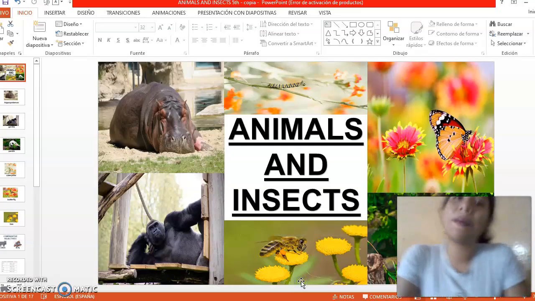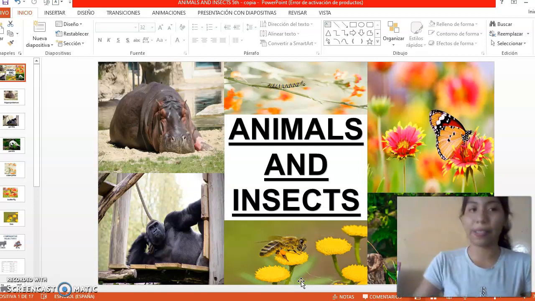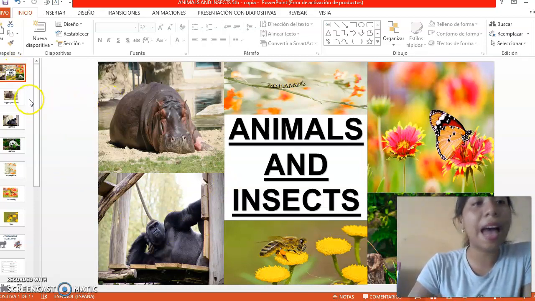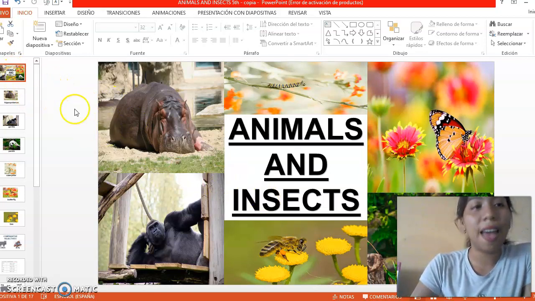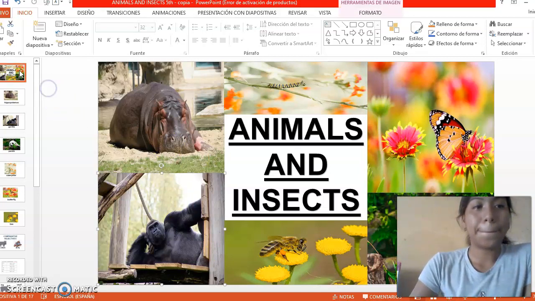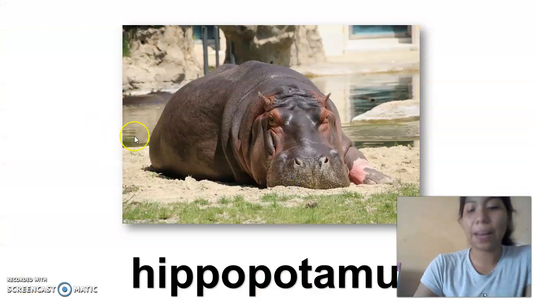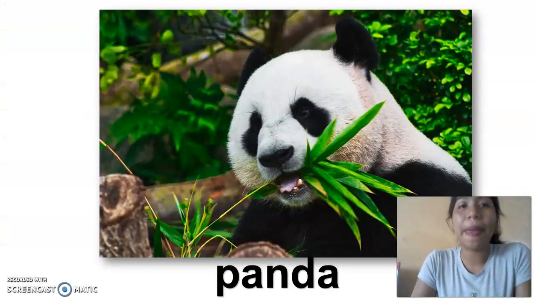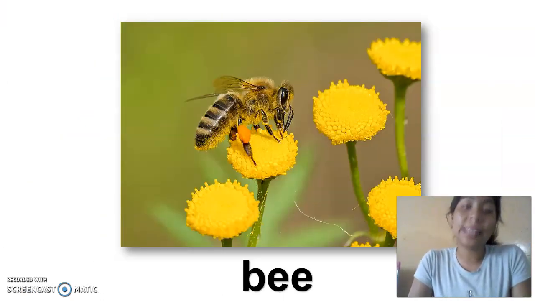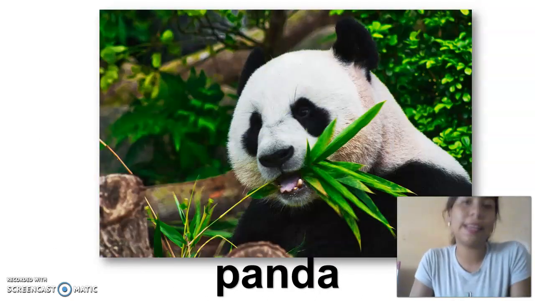Comparatives and superlatives can be used to compare or highlight any element. It can be people, animals, or things. In this case, I've used vocabulary about animals, as you can see on these slides. We have the following animals: hippopotamus, gorilla, panda, caterpillar, butterfly, and bee. As you can see, all these animals are different, mainly in size.